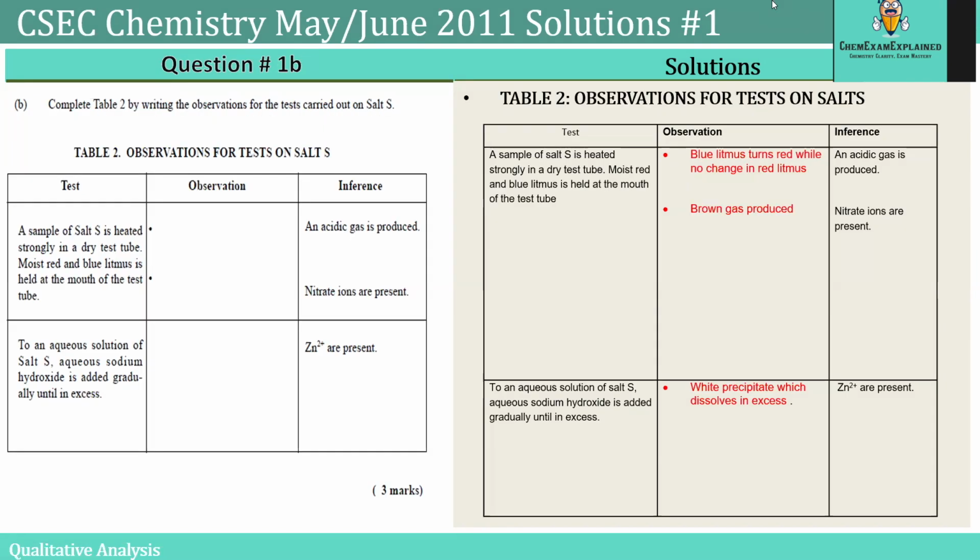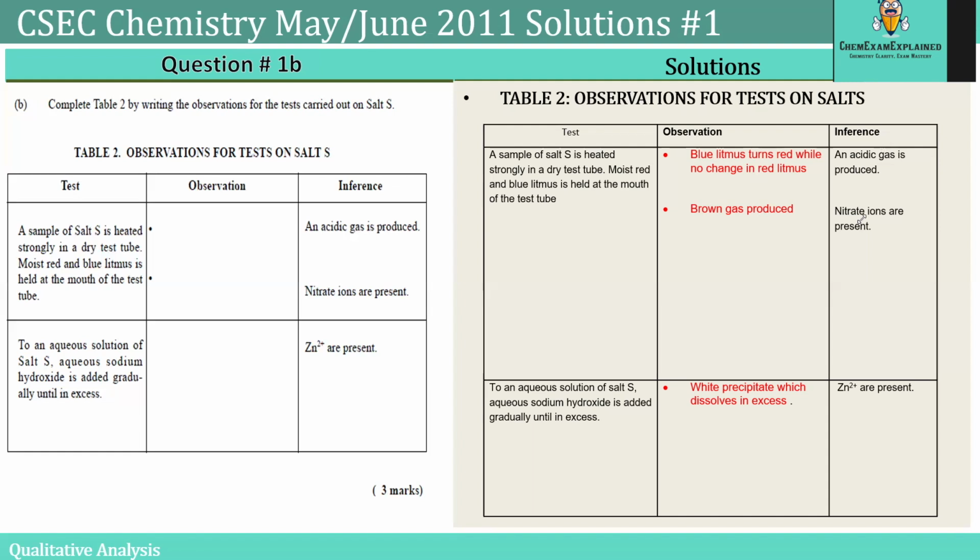1B. Complete Table 2 by writing the observations for the test carried out on salt S. Let's look at the test and the inference so we can make the correct observation. A sample of salt S is heated strongly in a dry test tube. Moist red and blue litmus is held at the mouth of the test tube. The inference is an acidic gas is produced. So once we're using moist red and blue litmus paper, we are testing for acidity or alkalinity. Because the gas is acidic, it will change the blue litmus to red, but there will be no change in the red litmus. That is important for you to say both.